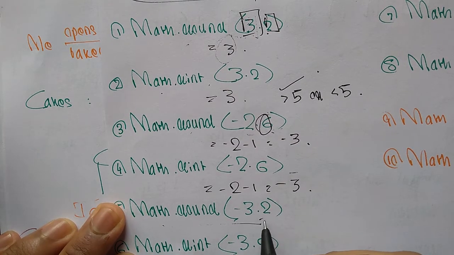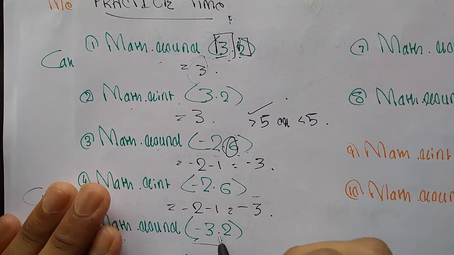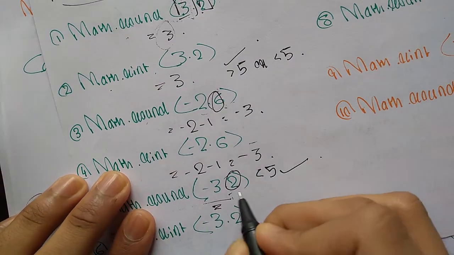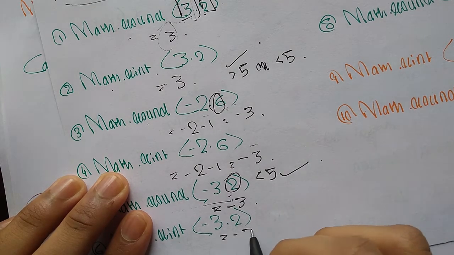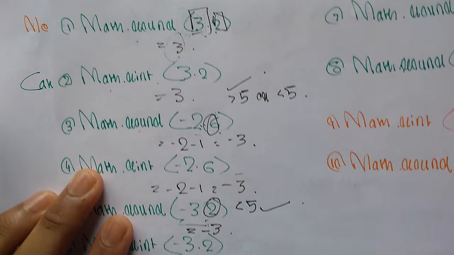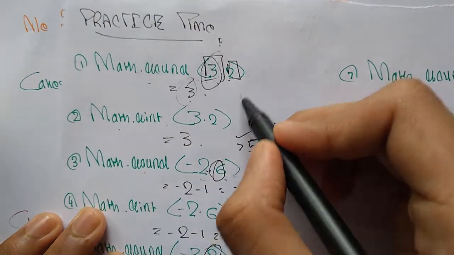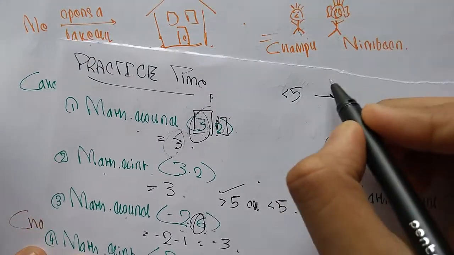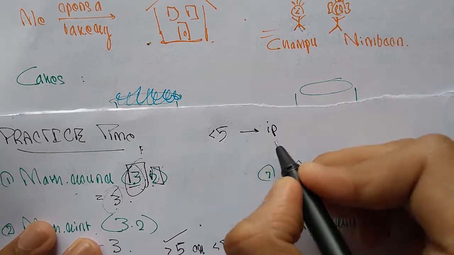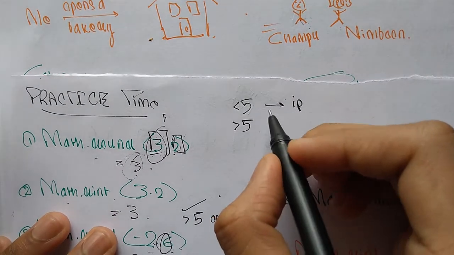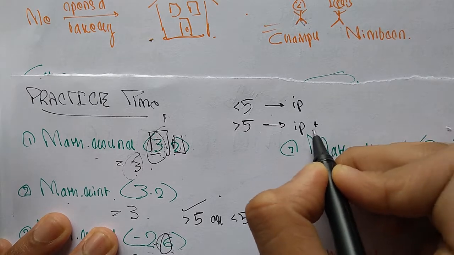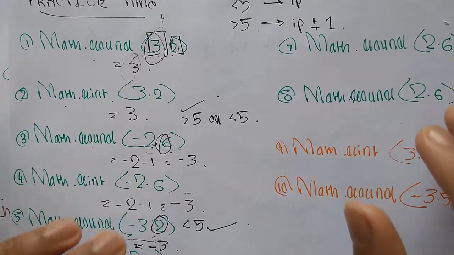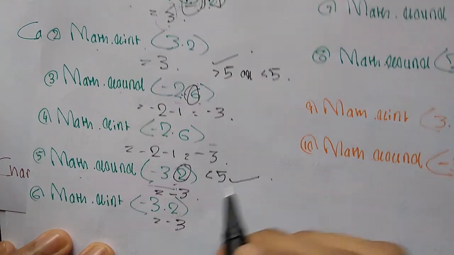Now Math.round minus 3.2. So what's happening here? Here the decimal part is less than 5, correct? So it will return simply minus 3. Same here. Because that's how we did it here, right? It just returns the integral part when your decimal part is less than 5. But when your decimal part is greater than 5, it returns the integral part plus or minus 1. I mean plus in case of positive, minus in case of negative. Okay. So here we got minus 3.